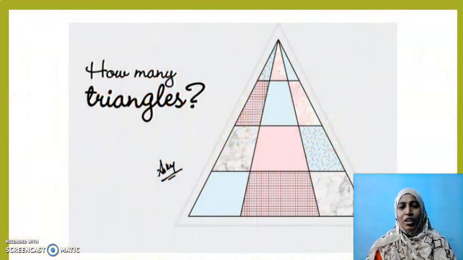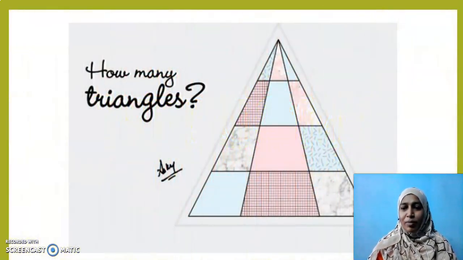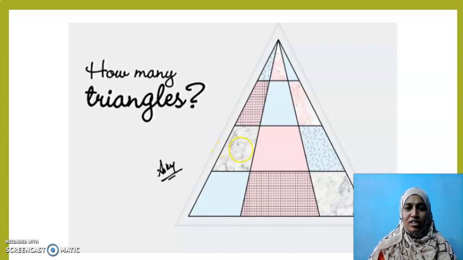Okay, today is a puzzle for you. I believe many of you would have come across these triangles, and now again I want you all to count the number of triangles in this triangle. Start counting. Hope you are all counting.